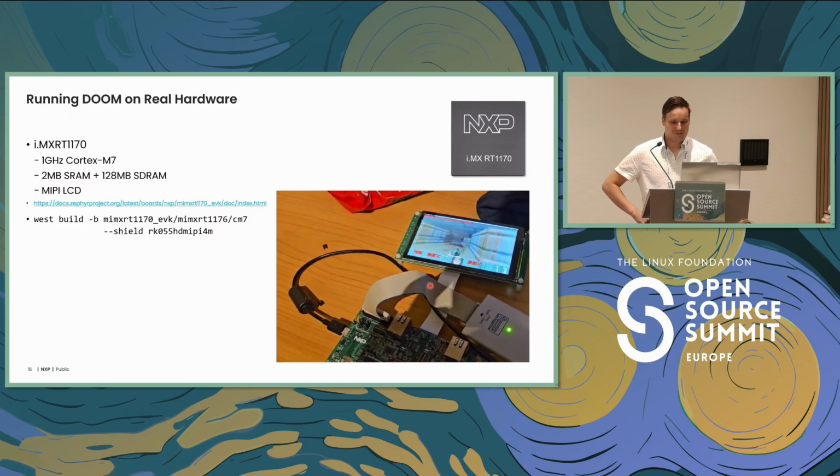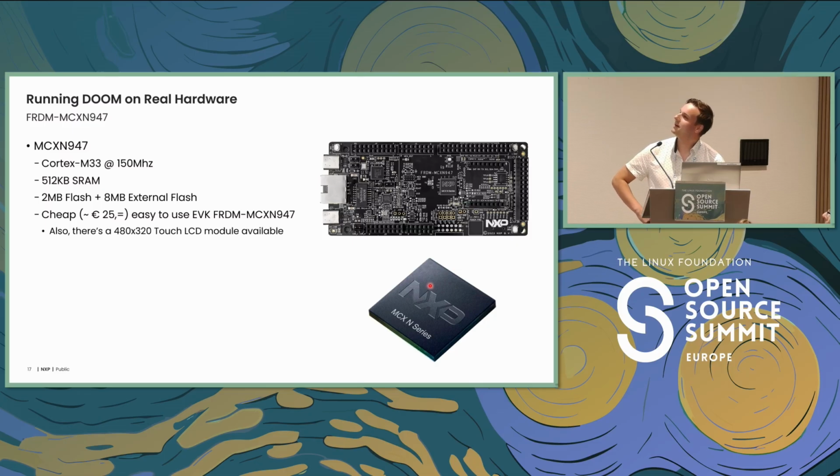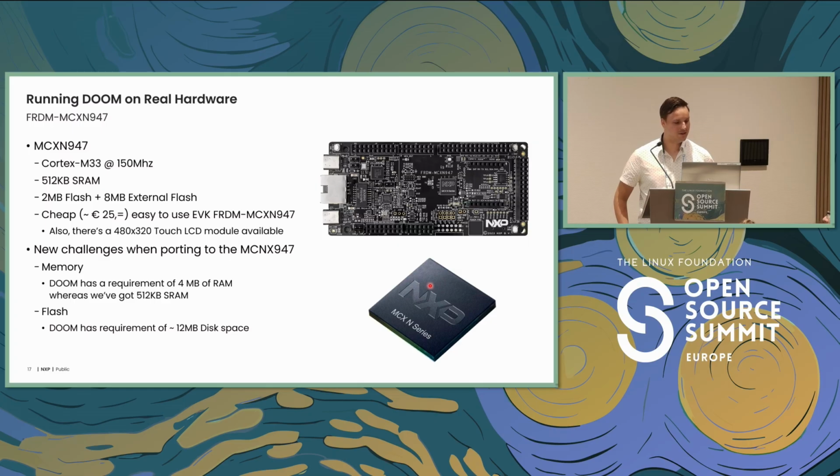So, I worked at NXP, and then I saw this development kit coming by. It's an M33, 150 megahertz, 512K SRAM. That's a bit of a challenge, but plenty of flash, and it's also quite cheap. It's 25 euros. Typically EVKs are way more expensive, so it's a nice board. Originally in 1996 you needed like 4 megabytes of RAM. I only got 512K, so that's a bit of a challenge. Flash, I think it says around 12. I got 10. Well, let's see how far we get.